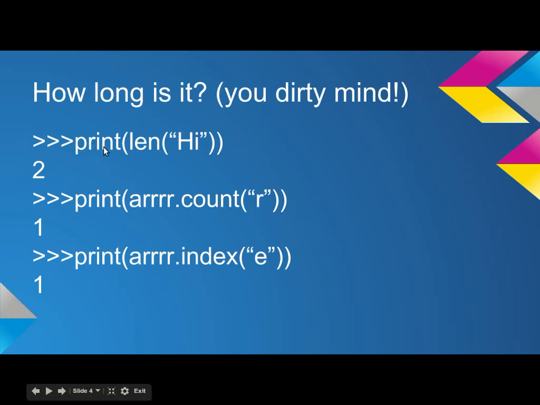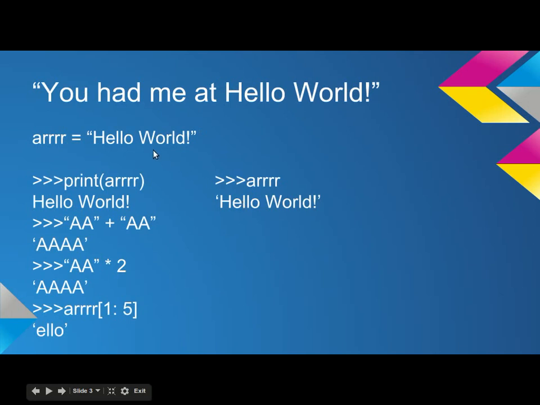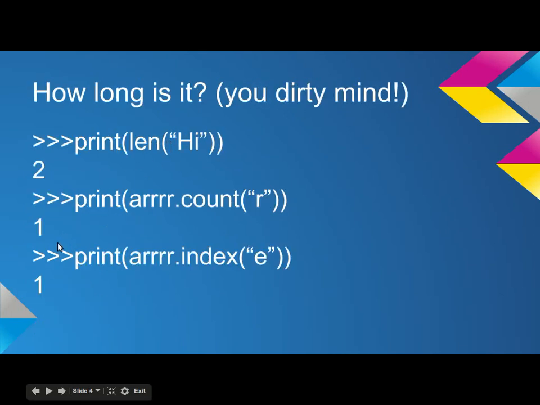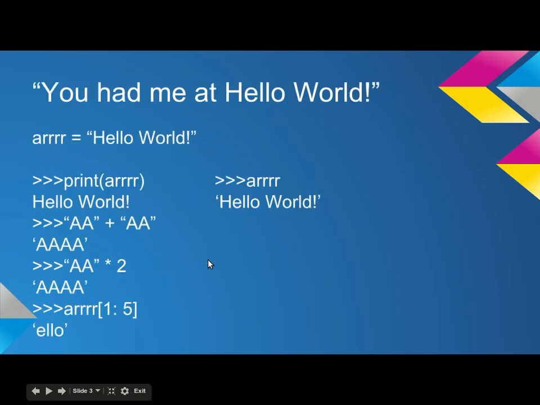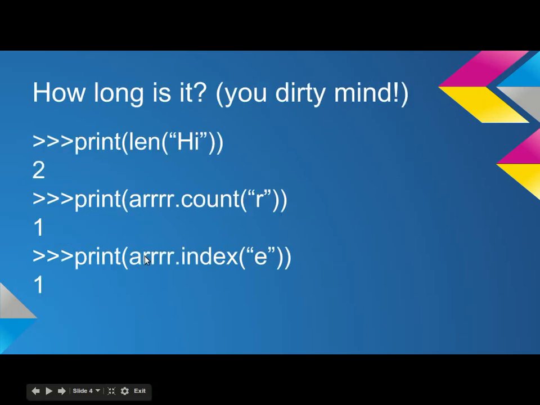Also, there's a function called length. Length checks how long the string is. In this example, this string, hi, has length 2. So if you print length of hi, you get 2. Then there's also count. It counts how many R's there are in this string. If you go back to the last slide, there's only one R in this string, so it should return 1. And index gives you whatever place it's in. In this case, E is at index 1, so if you say R.index of E, it will return 1. It's just indicating that E is at position 1. Okay? Anyone have any questions?